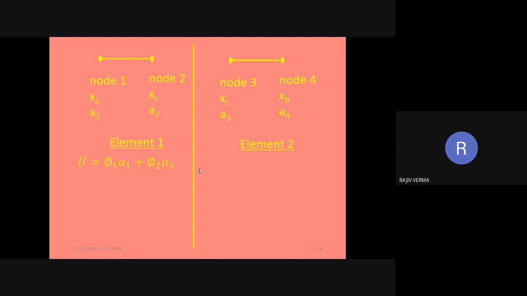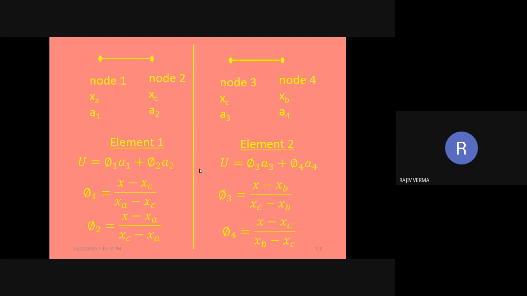Similarly, we had a trial function for element number 1 consisting of expressions for phi 1 and phi 2. Similarly, the trial function for element number 2 consists of expressions for phi 3 and phi 4. This we have already discussed, so we need not discuss this in detail.